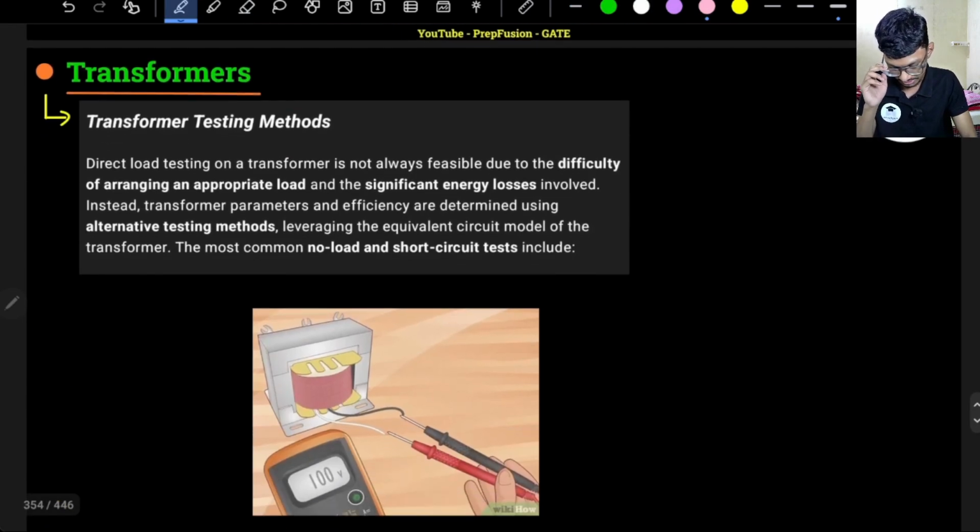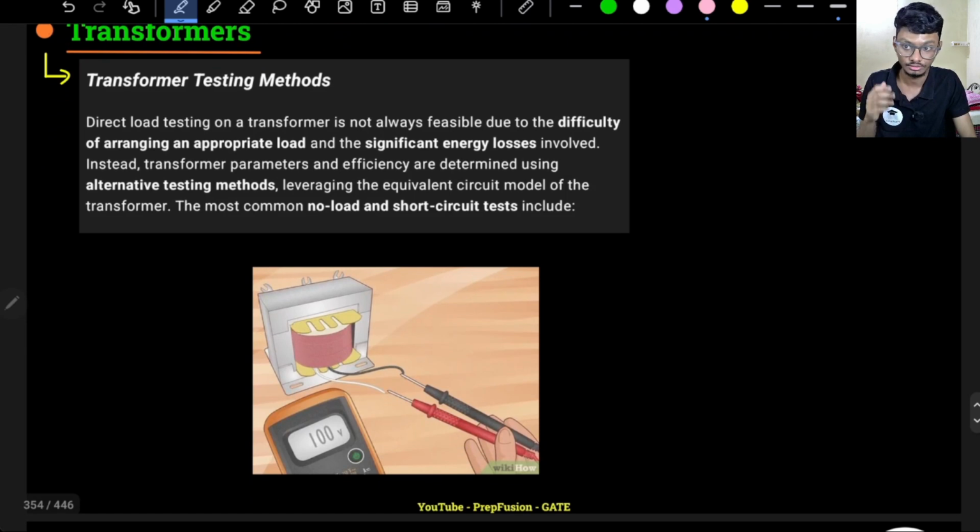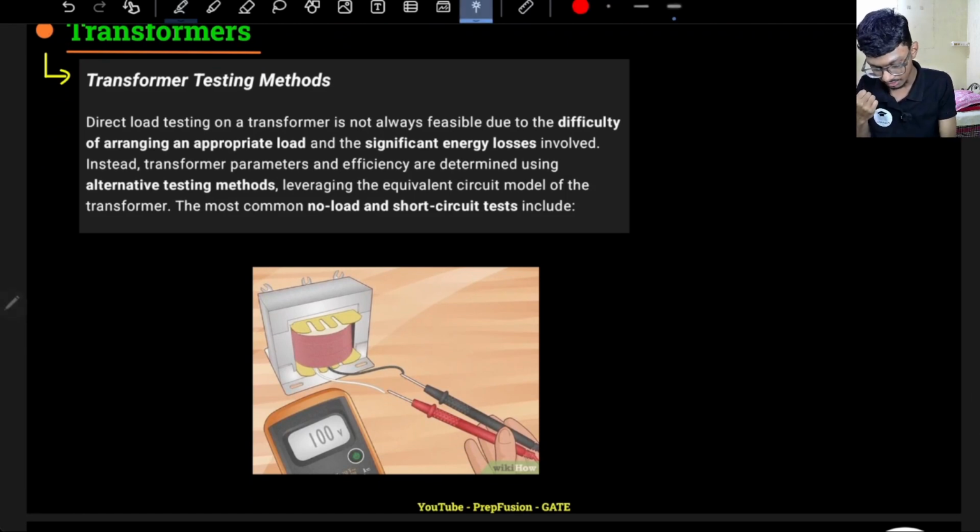Okay, so first let us discuss what is testing of a transformer. Direct load testing on a transformer is not always feasible due to the difficulty of arranging an appropriate load and the significant energy losses involved. What does it mean? Previously, when we were discussing losses, I told you that we actually do not load the transformer and measure the efficiency, correct? That will be very bad because I have to buy higher rating measuring instruments. I have to load the transformer to its rating.